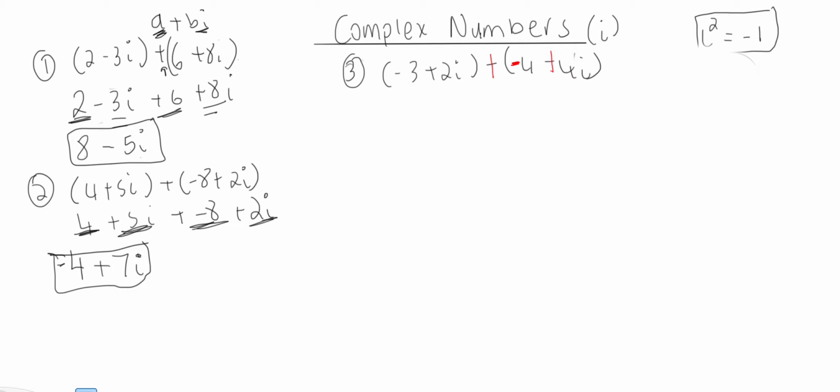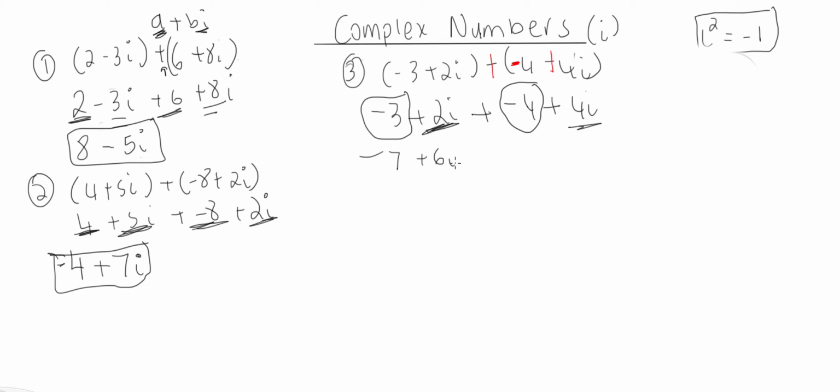So after you do that, now I would just go ahead and drop, as long as it's a plus here, you can drop your parentheses and drop the signs in front of what you're seeing. So now I need to combine negative 3 minus 4, or you can say plus negative 4, that's negative 7. And then 2i plus 4i is 6i.